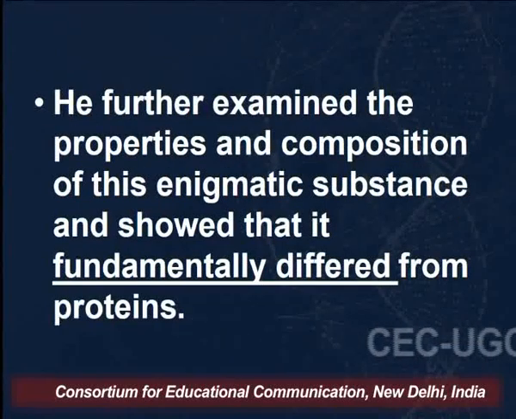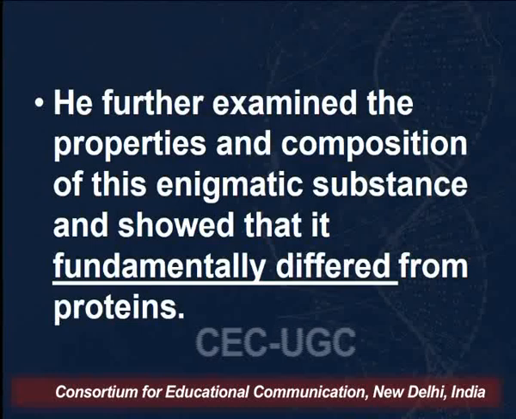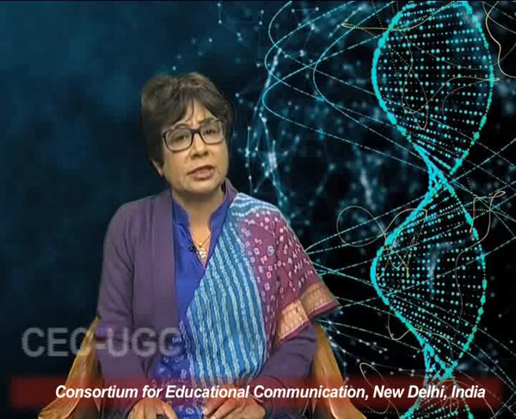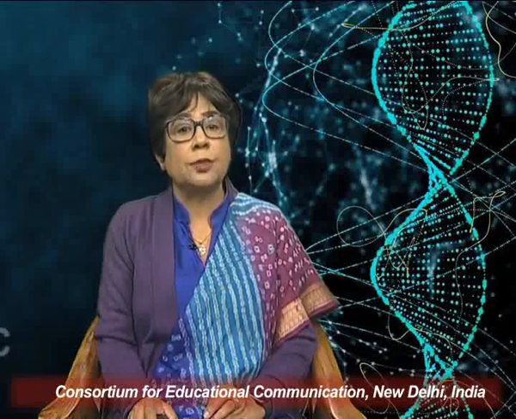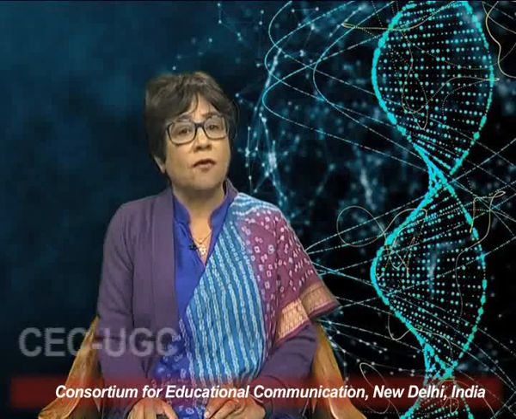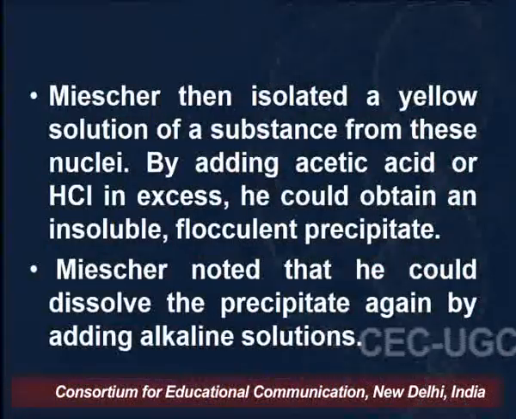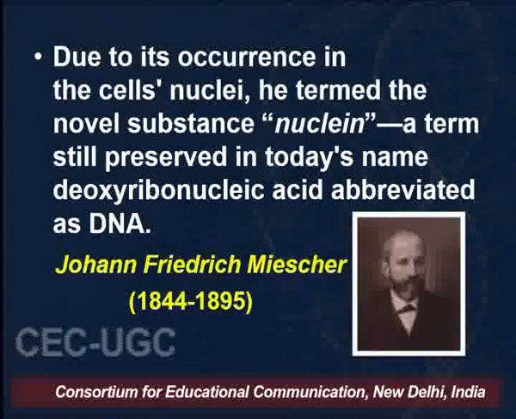He further examined the properties and composition of this enigmatic substance and showed that it fundamentally differed from proteins. Miescher then isolated a yellow solution of a substance from these nuclei. By adding acetic acid or HCl in excess, he could obtain an insoluble flocculent precipitate. Miescher noted that he could dissolve the precipitate again by adding alkaline solutions.